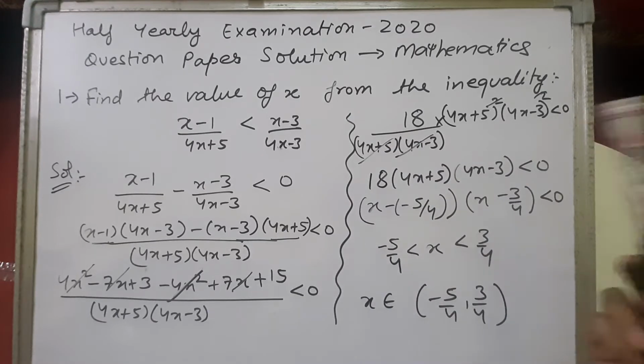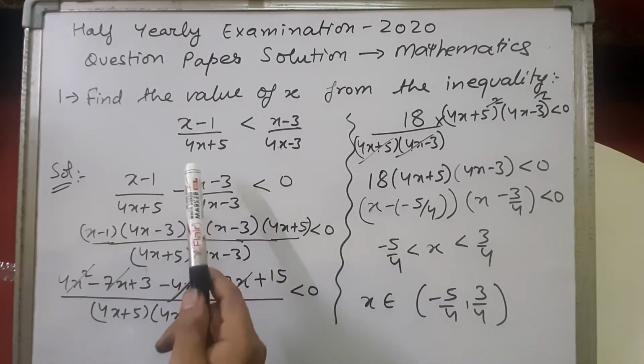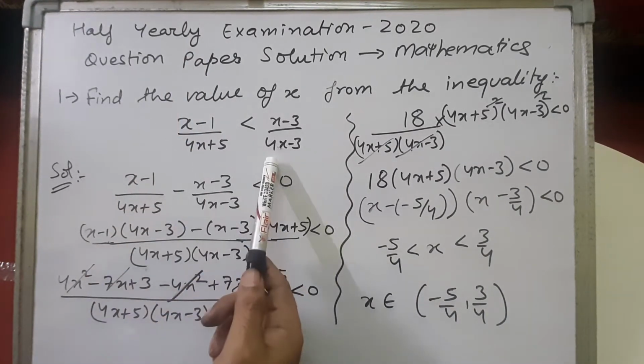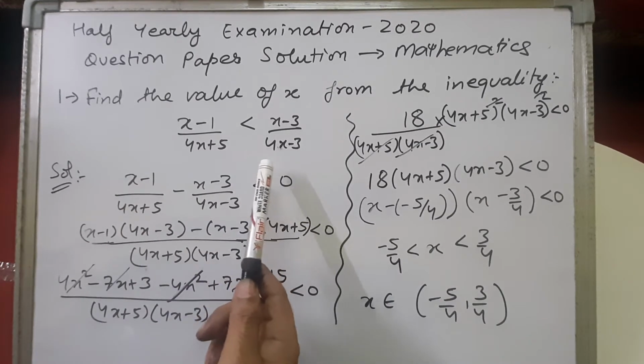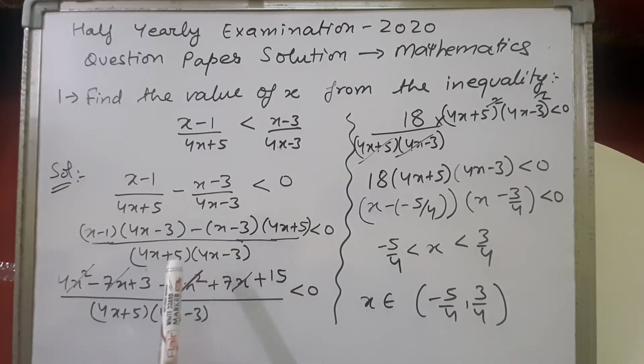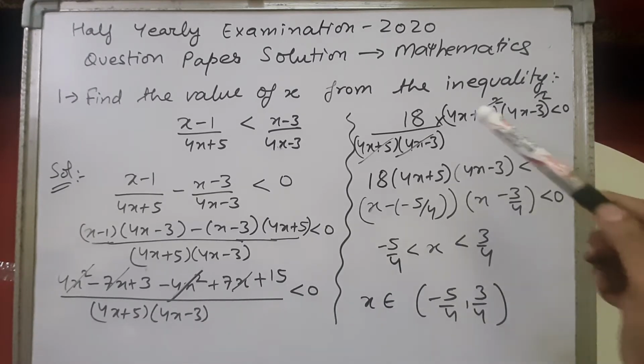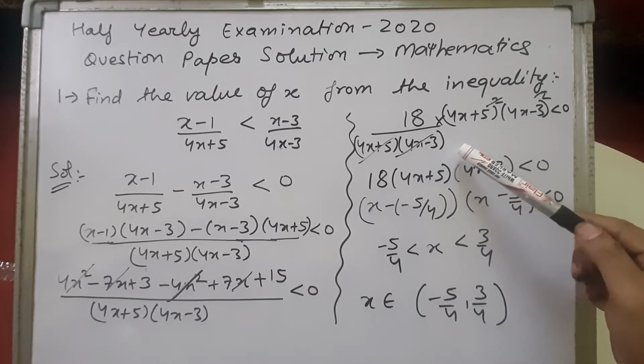So what we'll do first, we transfer this fraction to the left hand side. Okay, do not cross multiply, that will be considered a wrong method. And when we take the LCM, we'll get 4x square minus 7x plus 3 minus 4x square plus 7x plus 15 upon (4x plus 5) in bracket into bracket (4x minus 3). So this 4x square and 4x square cancel, plus 7x minus 7x cancel, 3 plus 15, 18. So what we'll get is 18 upon (4x plus 5)(4x minus 3).